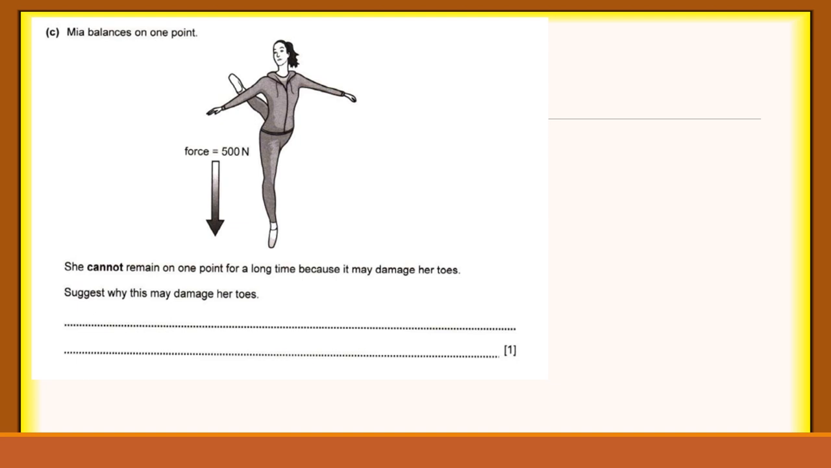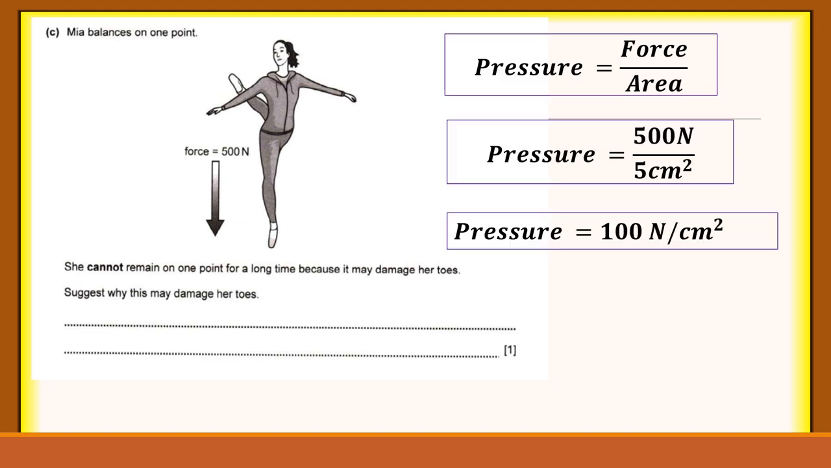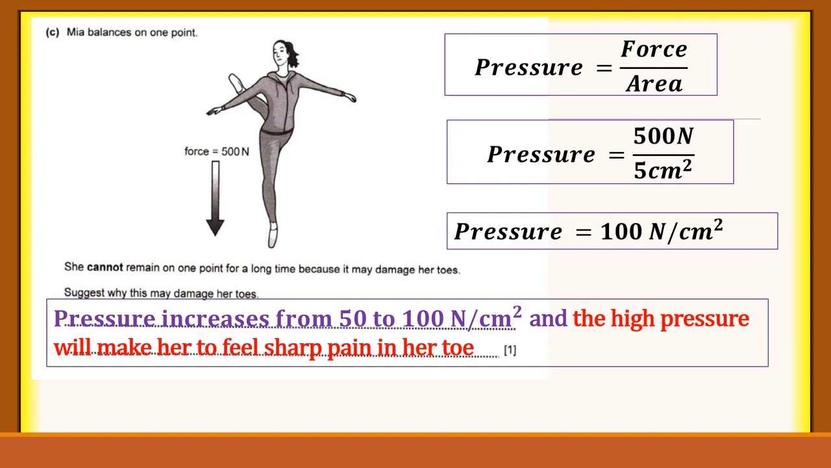Mary balances on one foot. She cannot remain on one point for a long time because it may damage her toe. Suggest why this may damage the toe. The pressure increases from 50 newtons per cm² to 100 newtons per cm², and the high pressure will make her feel sharp pain in her toe.